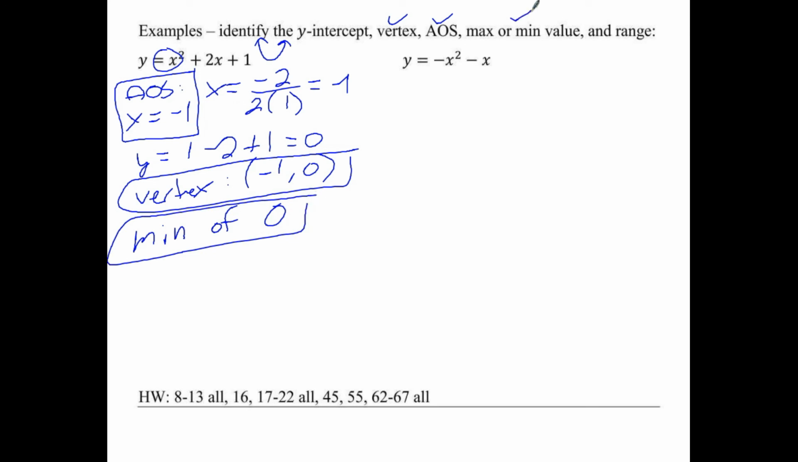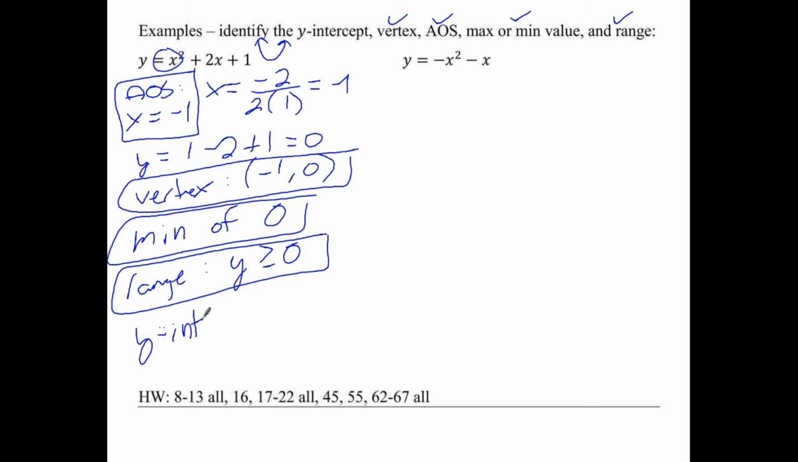Now I need to talk about the range. So range. Y is, this thing opens up, so it's greater than or equal to the y-coordinate of the vertex, 0. That's an answer. Put a box around it. And the range is done. Now the only thing we haven't done yet is the y-intercept. So y-intercept is 0, 1. That's an answer. Put a box around it. Y-intercept is done. We did everything they asked for.